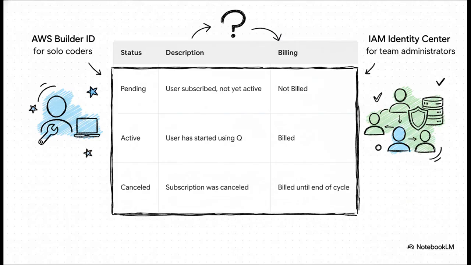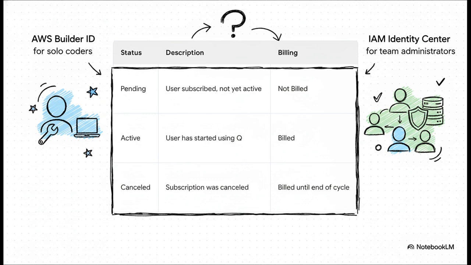Now, this is really important, especially for billing. In the Q Developer Console, you'll see user statuses. Someone starts as pending. You are not being billed for them yet. But the moment they use any Amazon Q feature, their status flips to active, and that's when the billing for that month kicks in. It's a great way to manage costs because you're only paying for folks who are actually using it.